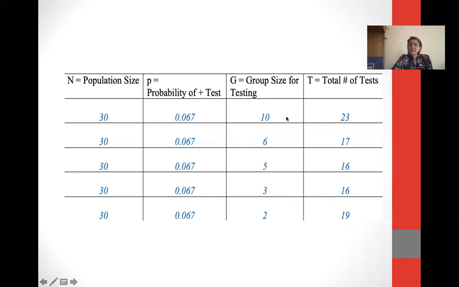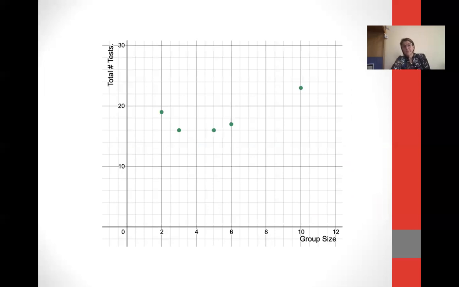And then students can see that if your group size is big, you're going to need a lot of tests. If your group size is small, you're going to need a lot of tests. Somewhere in the middle, there's a minimum number of tests that you will need based on the group size. So this is just a sample, like I said, 10, 6, 5, 3, 2. If we graph this data as group size on the horizontal axis and total number of tests on the vertical axis, this is what it looks like.